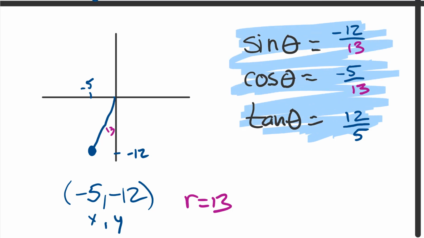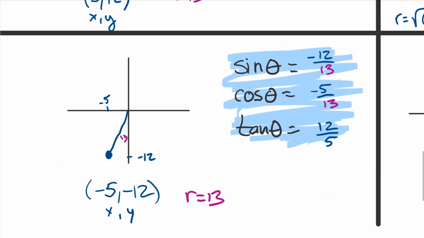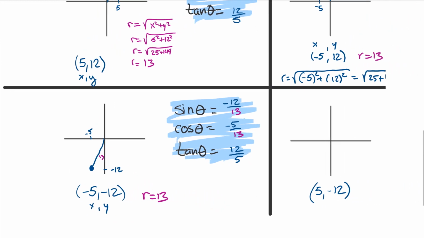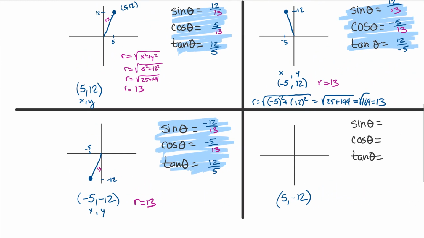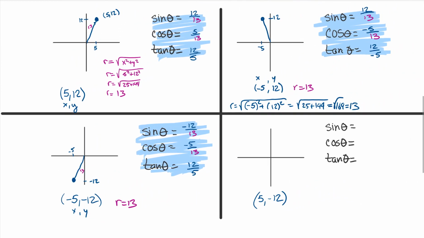Both sine and cosine are negative. Isn't x negative in the third quadrant? Isn't y negative in the third quadrant? It makes sense that both sine and cosine would be negative, since sine goes with y and cosine goes with x.